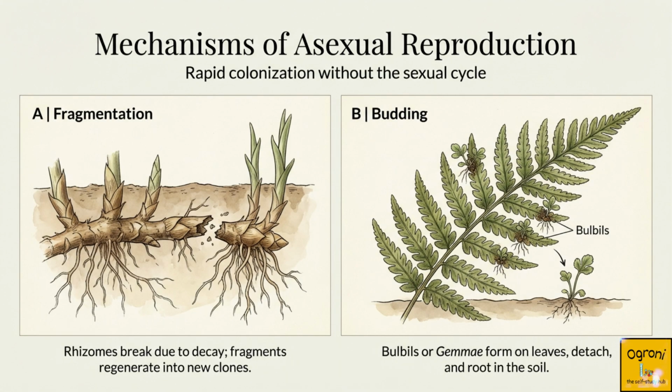Pteridophytes also reproduce asexually by fragmentation, in which the stem or rhizome breaks due to decay and the fragments develop into a new plant. Bulbils or gemma formation. Bulbils or gemma are formed on the leaves. These bulbils or gemma detach and root in the soil and grow into a new plant.